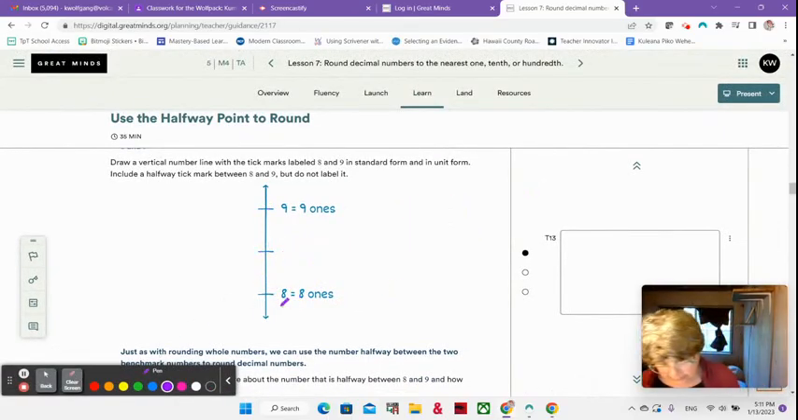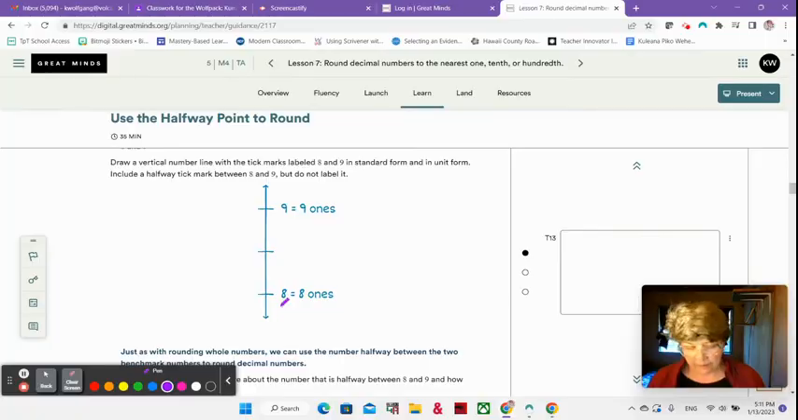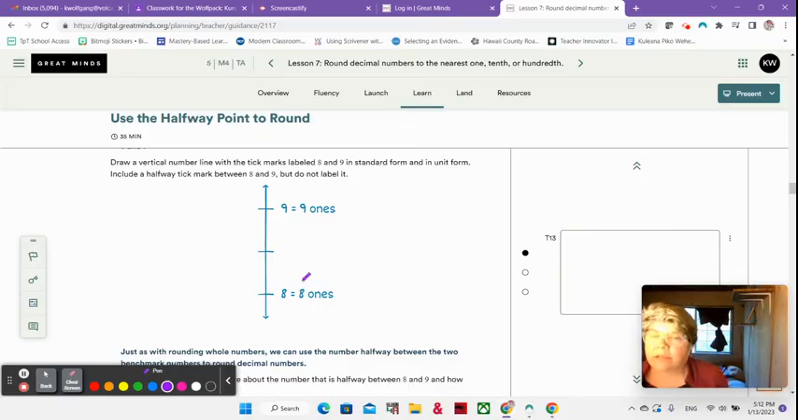Okay, now let's think about how unit form helps us when we're rounding. You see how unit form can help us label our number line? Since we're rounding to the nearest ones, we can look at our unit form of ones. If we were rounding to the nearest tenths, we could look at unit form of tenths. And if we're rounding to the nearest hundredths, then we can think of unit form of hundredths. Okay, so let's look at problem 1 in your book.